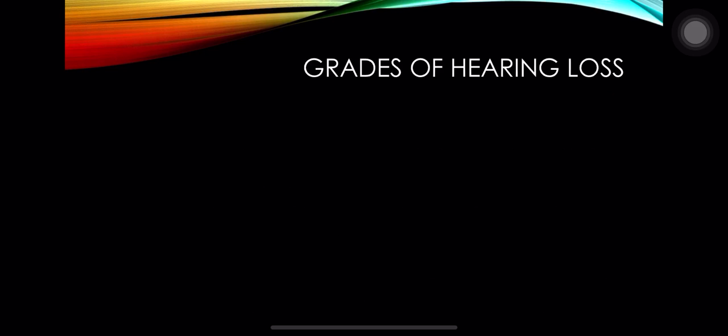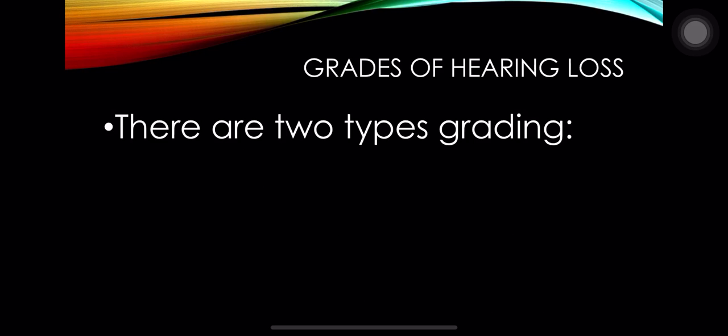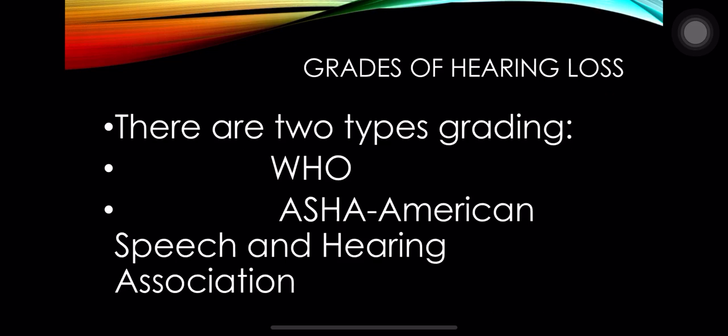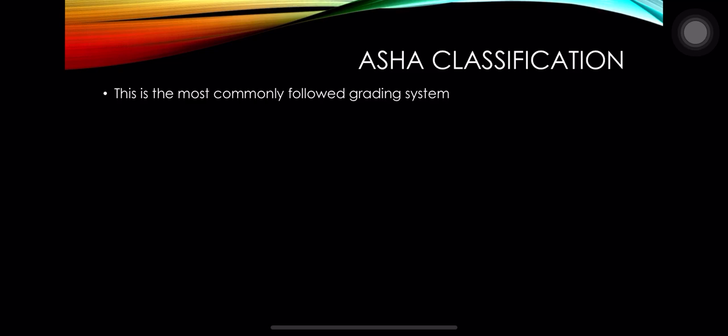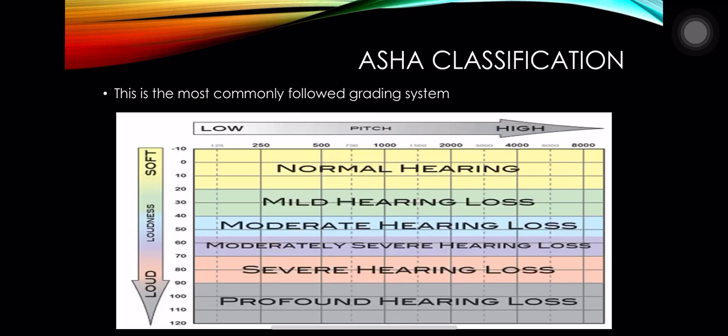Now let us see the grades of hearing loss. There are two types of grading. They are WHO and ASHA. ASHA is nothing but American Speech and Hearing Association. ASHA classification is the most commonly followed grading system. Let us see the grading.